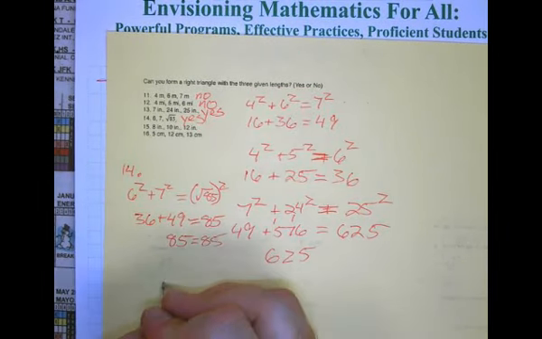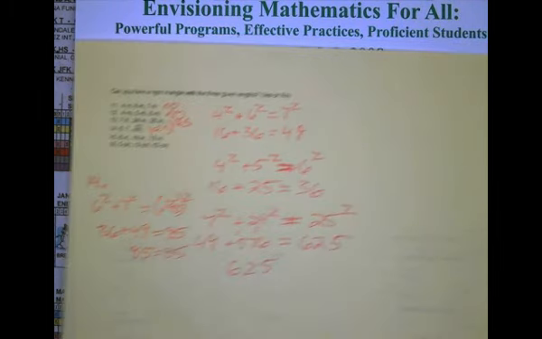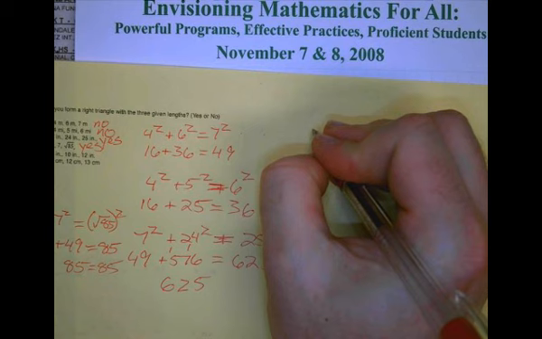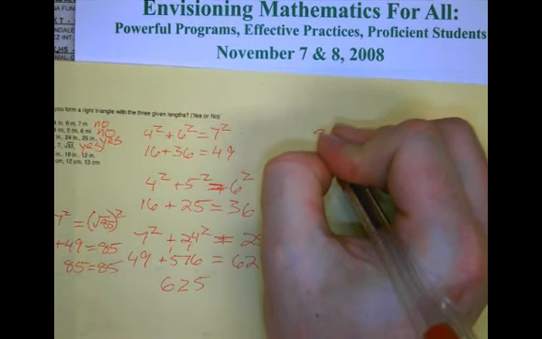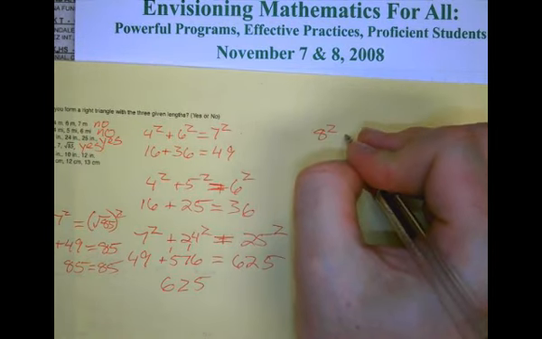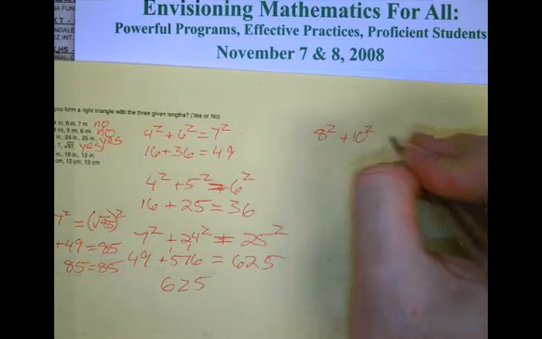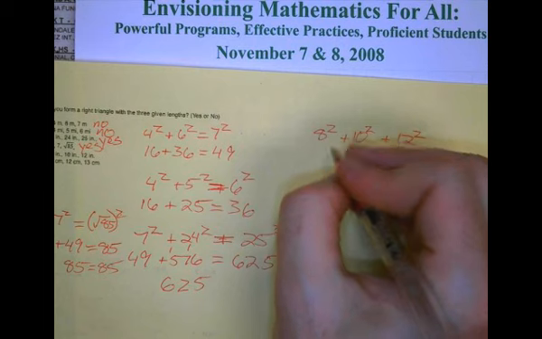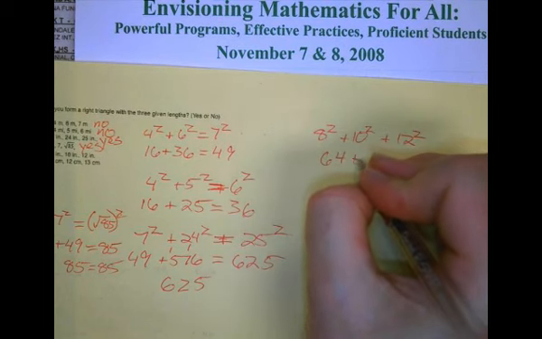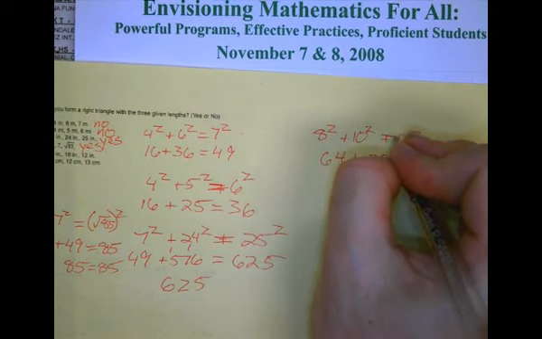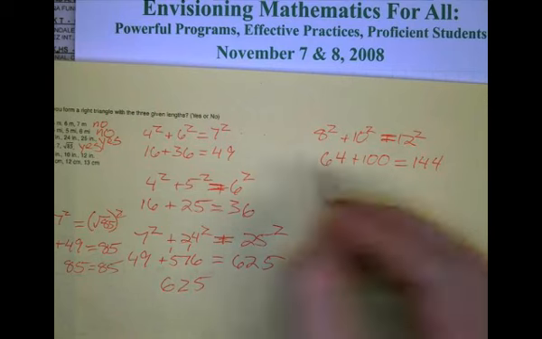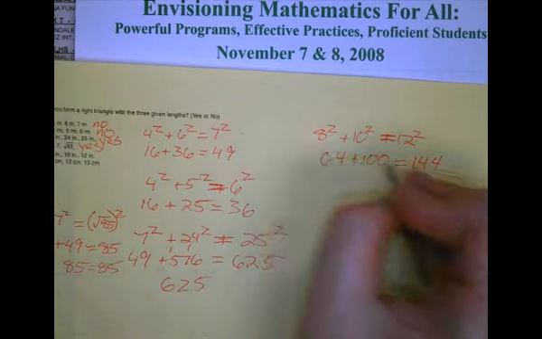Number 15. I'm going to do 15 kind of over here. And that's 8 squared plus 10 squared. Does that equal 12 squared? I'm guessing no. So I have 64 plus 100. And I keep putting equals or plus signs. It should be equals 144. Not even going to work. I'm not even going to go any farther. That's a no.